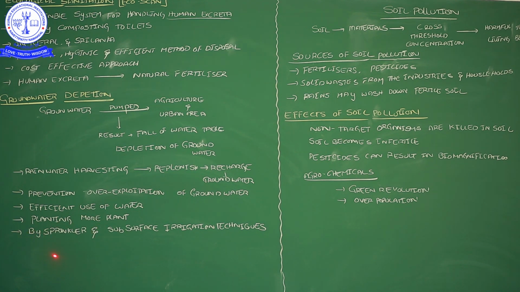And then in agriculture, in places having very low water availability, the farmers should use sprinklers, drip irrigation. Tamil Nadu is very famous for drip irrigation in some places. So sprinklers and subsurface irrigation techniques should be used. That means very little water is used properly, without wastage of the water.